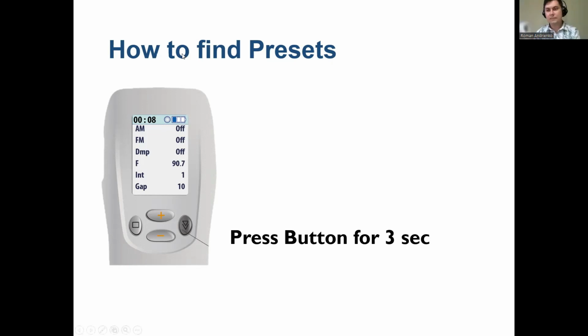So first, how do you find the presets? That's pretty easy. You switch on your Scenar device, right? All right, it is here. And you have this arrow button. First you get to the main menu. You press and hold the arrow button for 3 seconds. And voila, you are in the preset menu. And you can navigate it using the plus or minus button.